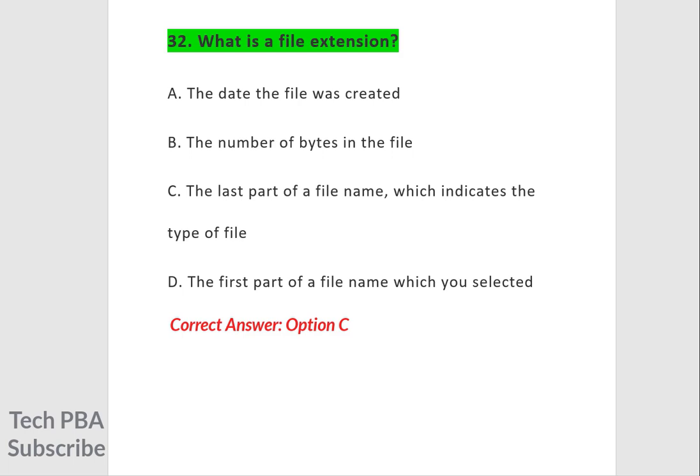Just like a PDF file, when you see any file name and you see .pdf, it means that particular file is a PDF file. If you see a .exe, it means that particular file is an executable file. So a file extension is the last part of a file name, which indicates the type of file. So correct answer, option C.